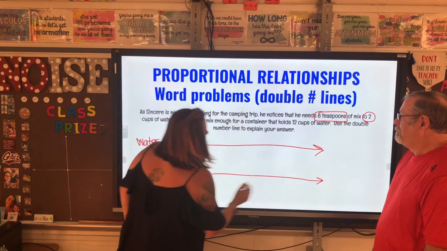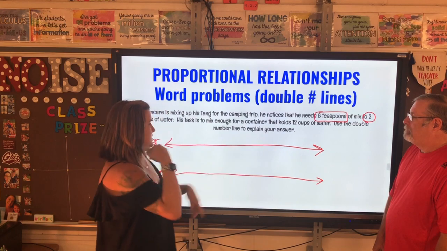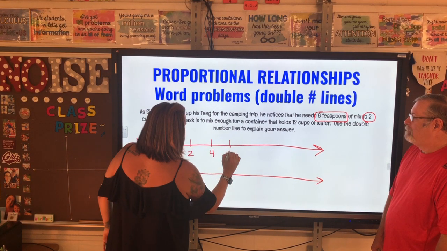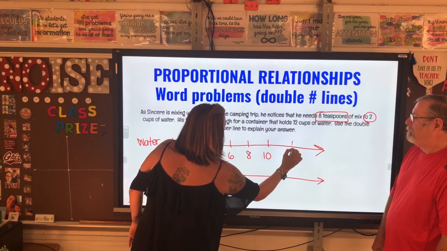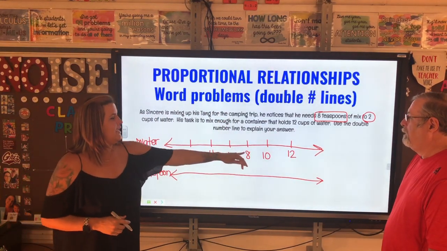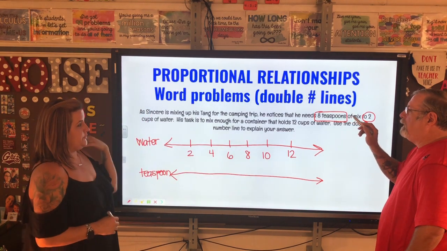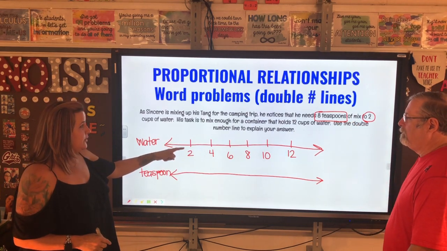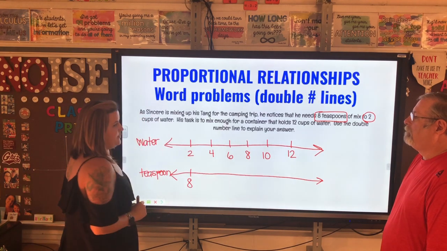Excuse the not so straight lines. So for every 2 cups of water, we want to get all the way to 12 cups, right? So 2, 4, 6, 8, 10, 12. 12 cups of water is what I want to end up with. Now when you go to do the other one, you're going to count by 8s, right? Because 2 cups of water needs 8 teaspoons of mix.